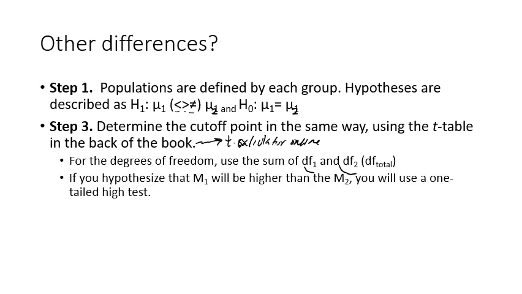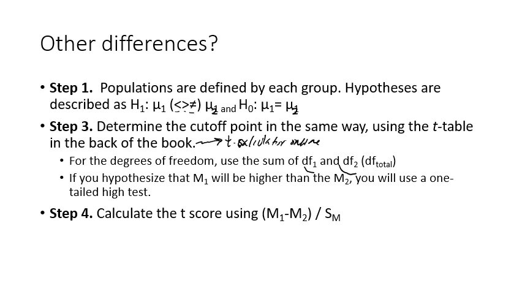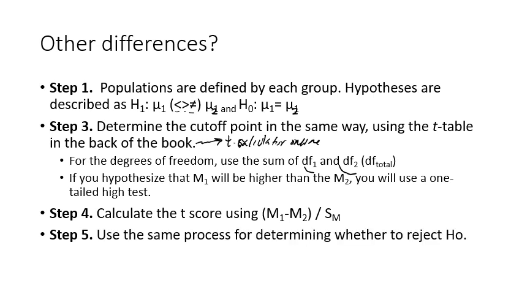And if you hypothesize that the mean for group 1 will be higher than the mean for group 2, you'll use a one-tailed high test. And the reverse is true if you think M1 is going to be lower. So your hypothesis direction will depend on which group you hypothesize to be higher or lower. And finally, we calculate the t-score using M1 minus M2 divided by SM. And we'll use the very same process, drawing the cutoff point and plotting the mean difference here and determining whether to reject H0.